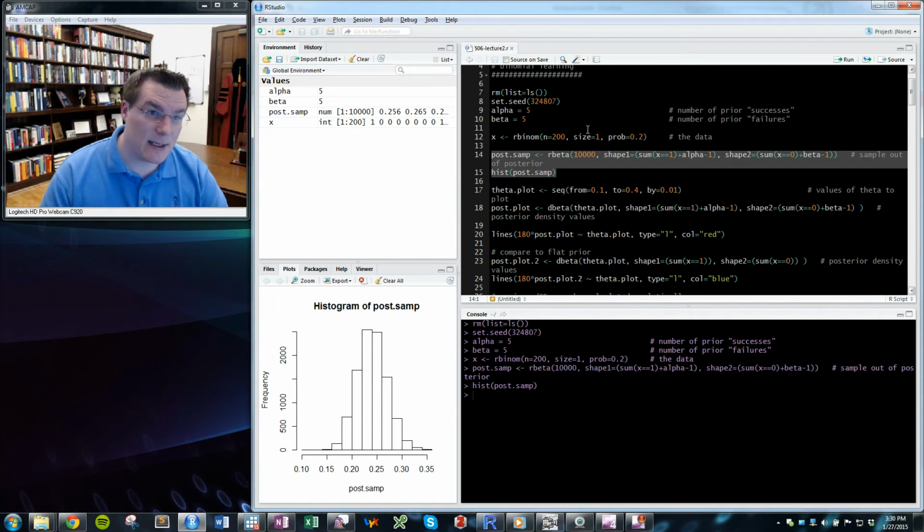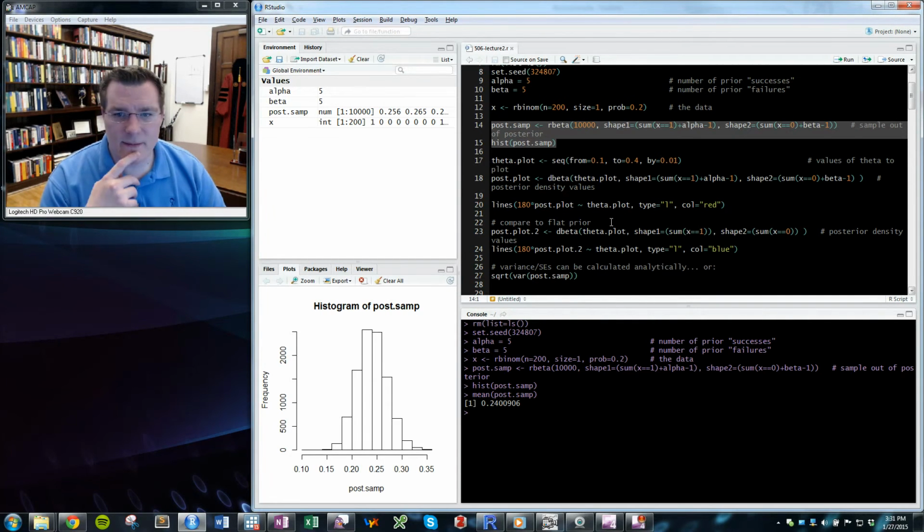Now I drew this data out of a distribution that had 20% probability of success, yet my posterior belief is centered not over 20%, but over something like 23 or 24%. In fact, if I really wanted to find out, post-samp, it's 24%. There we go. That's my mean expectation, my mean posterior belief. Why is that? Why isn't it over 20%? Well, the answer is because my prior information was providing some degree of influence over my conclusions.